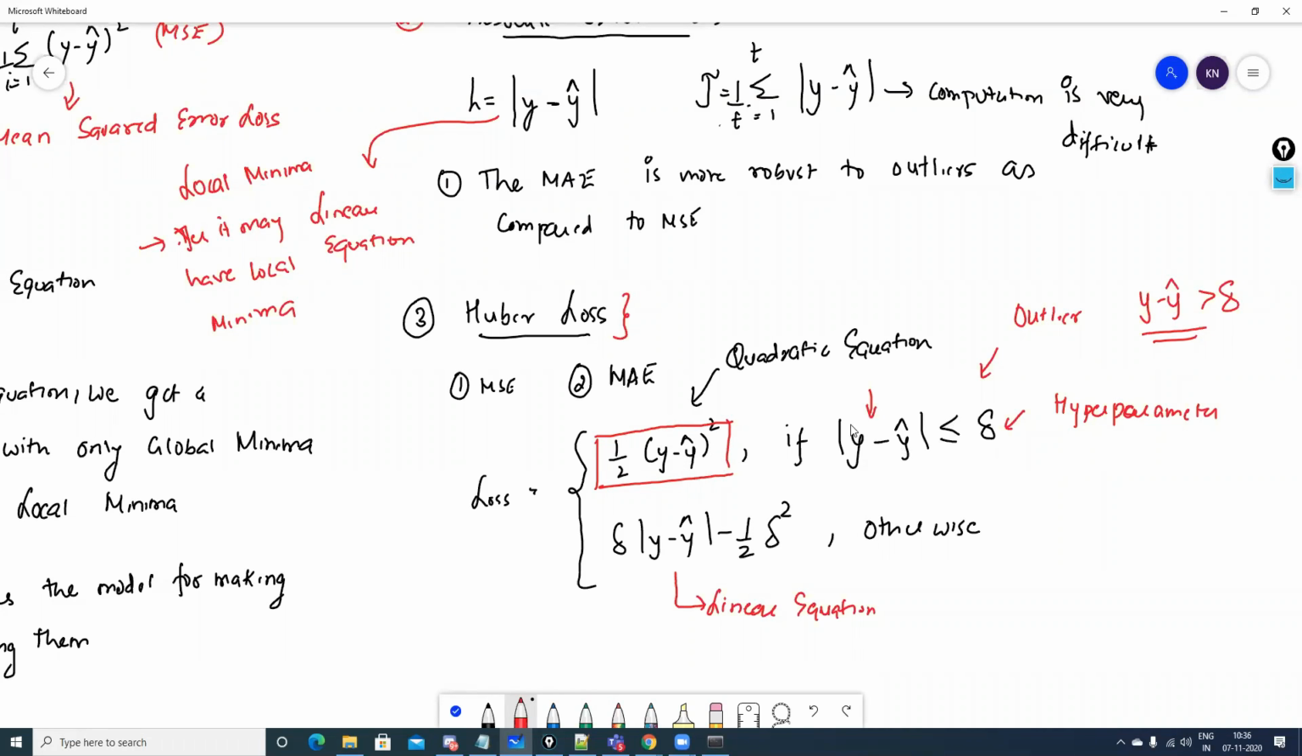Now, what if this value is greater than or equal to delta? This usually happens in the form of outliers. At that time, we will be using this linear equation, which is similar to the equation of mean absolute error. Then again, we are subtracting 1 by 2 delta square to basically accommodate this delta change. So this was research done by the researchers themselves, and they tried to combine both MSE and MAE in order to fix the problems that we are facing in MSE and MAE. So this was the third technique, with respect to the Huber loss.